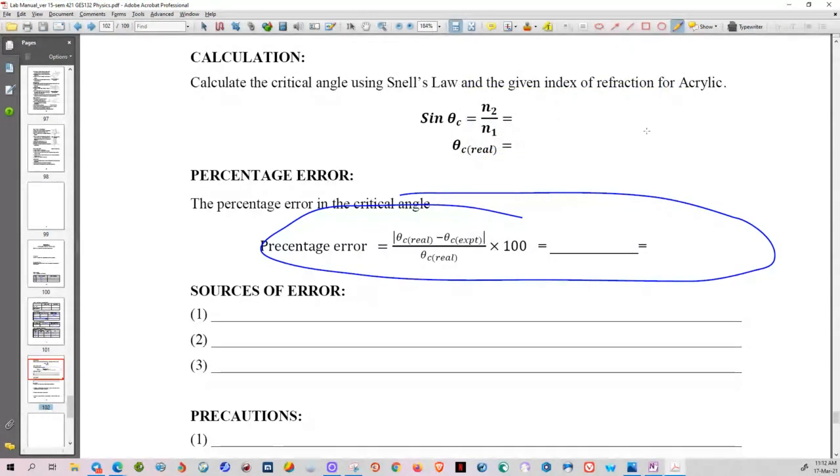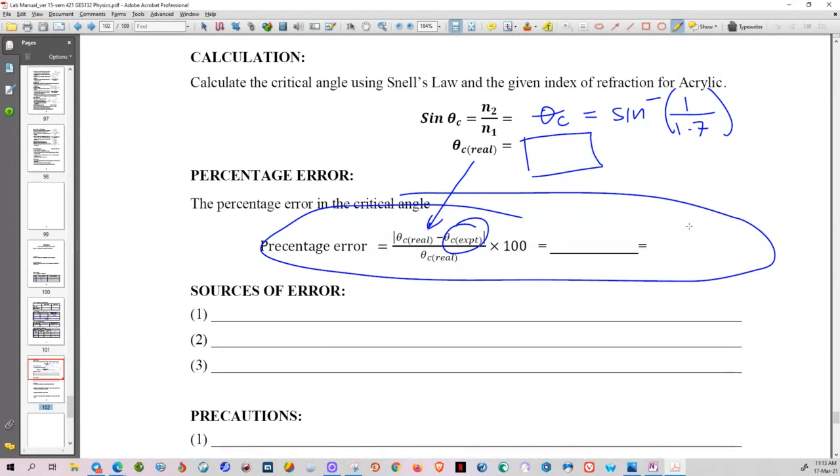So how do you calculate this? Sine theta c is equal to N2 over N1, so you will say theta c is equal to arc sine of what? 1 over 1.7, something like this, okay? The real value, put it on the table and also substitute it in your percentage error here.